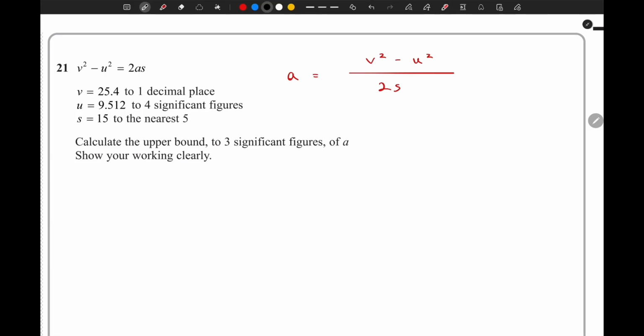Now in order to find out the upper bound of a, which means the maximum value of a, we need the maximum value of the numerator and the minimum value of the denominator, which means the minimum value of s, and the upper bound of v, which means the maximum value of v square, and the minimum value of u square.